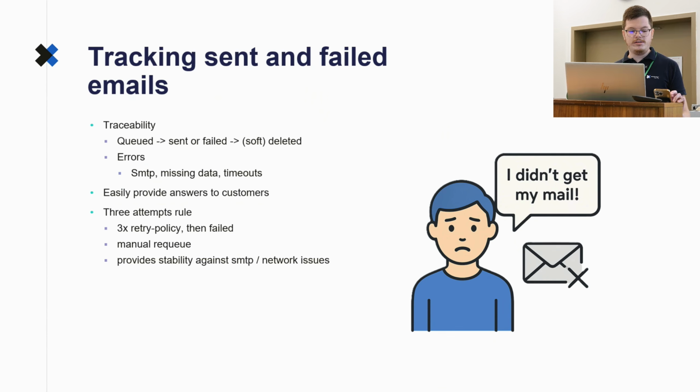When the sending fails, the system automatically retries by default up to 3 times, but it's configurable. This is giving temporary issues like a down SMTP server or network problems a chance to recover. After 3 attempts, the email is marked as failed, and it won't be tried again unless manually requeued. And this provides us stability against the network issues, and it was a huge improvement for us.